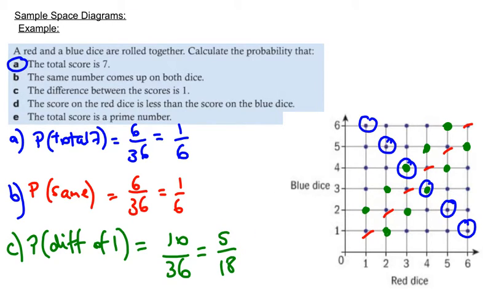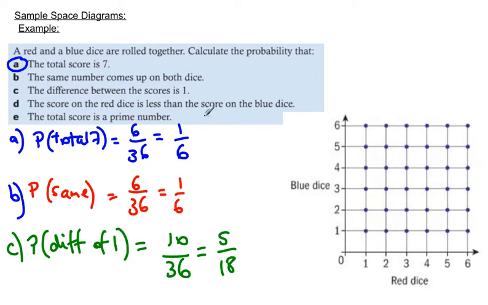All right, 2 to go. So the next one is probability that the score on the red dice is less than the score in the blue dice. So the red number being smaller than the blue number. Okay, so that is, for example, a 1 and a 2, a 1 and a 3, so all of these, and then a 2 and a 3. So all the ones I'm colouring have the red dice being smaller than the blue dice.